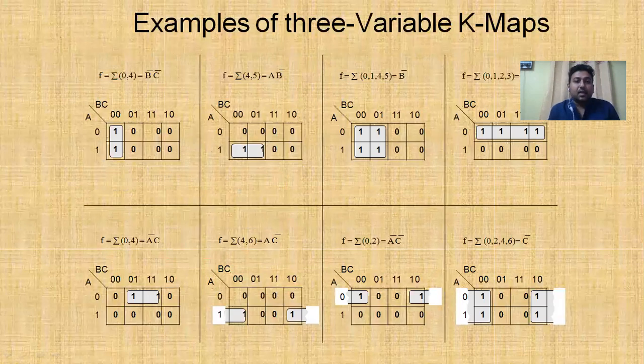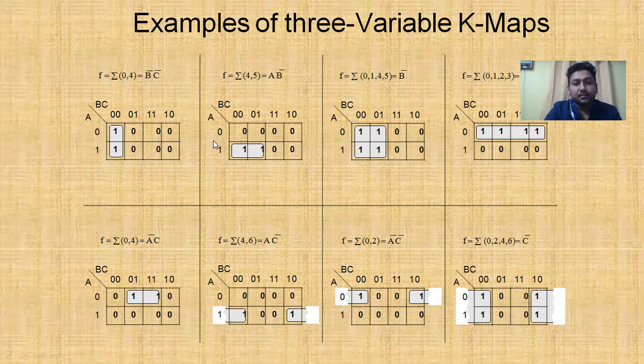Next slide. Okay, these are some examples of three variable K-maps. Here are very easy examples. Here f equals summation 0, 4. That means 0 and 4 have the value 1. So 0 0 0 is 1, 1 0 0 is 1, others are 0. So we group this one. From here we can say B bar C bar.